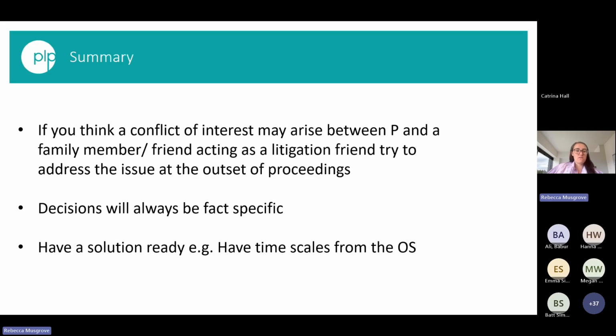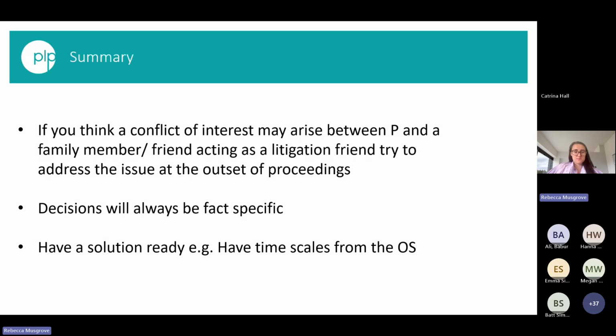Best to have that conversation very early on and say, actually, it might be better for the official solicitor to act as a litigation friend and for those family members to be a party in their own right. It's always going to be fact and case specific. There's not a blanket one rule fits all. And I think have a solution ready. So if you are in this situation, make sure that if you're the person representing P, you've contacted the OS and you've got that information available for the court.